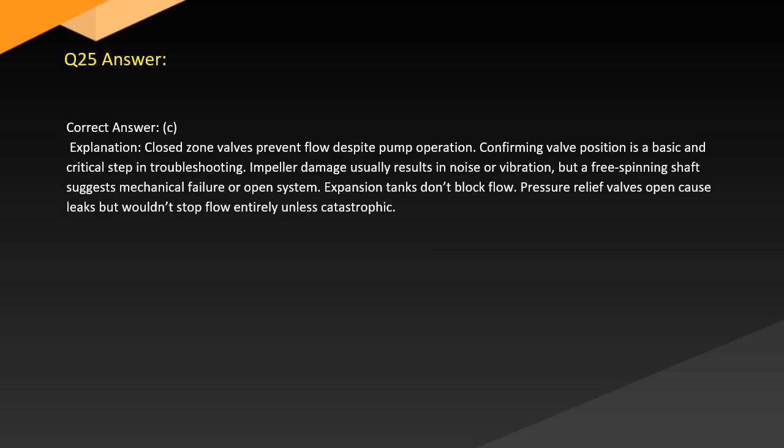Answer. Correct answer: C. Explanation. Closed zone valves prevent flow despite pump operation. Confirming valve position is a basic and critical step in troubleshooting. Impeller damage usually results in noise or vibration, but a free spinning shaft suggests mechanical failure or open system. Expansion tanks don't block flow. Pressure relief valves open cause leaks, but wouldn't stop flow entirely unless catastrophic.